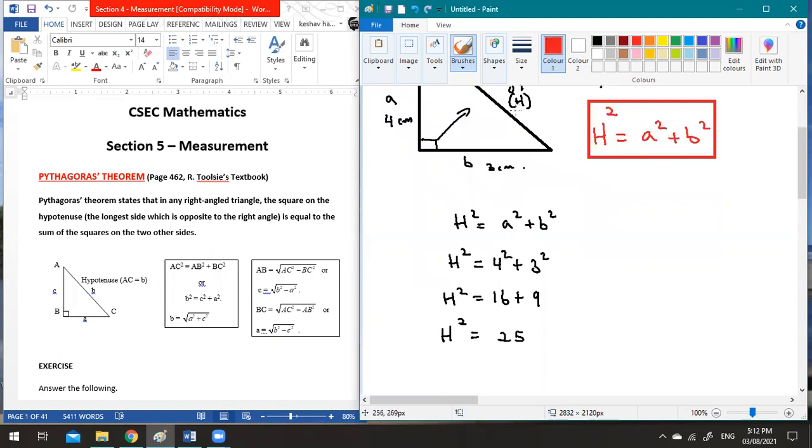Now, we don't want the square, so we square root both sides. This causes the cancellation of the square, so you end up with the hypotenuse alone. The square root of 25 is 5. And the units are in centimeters.